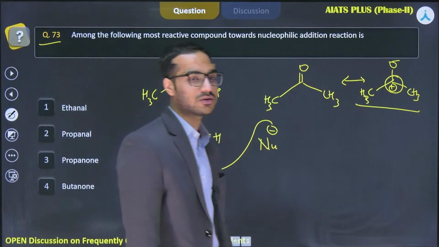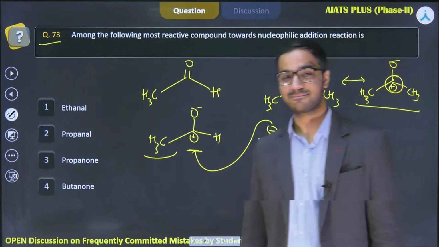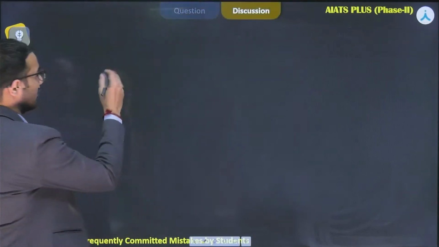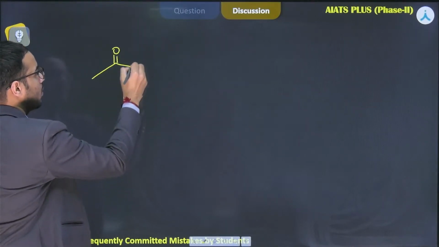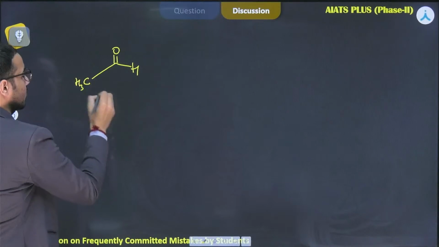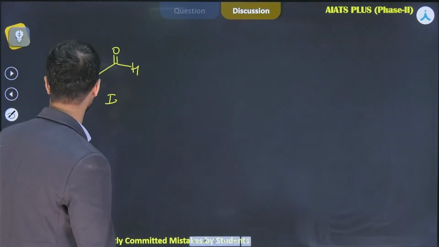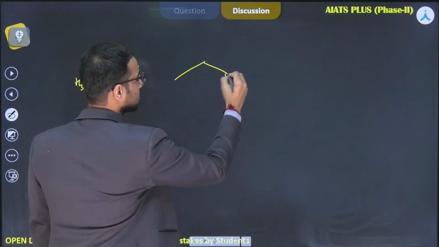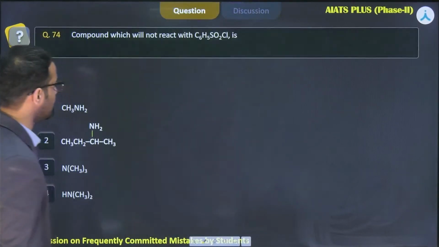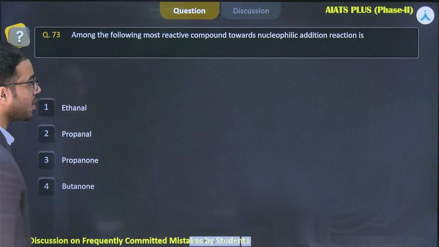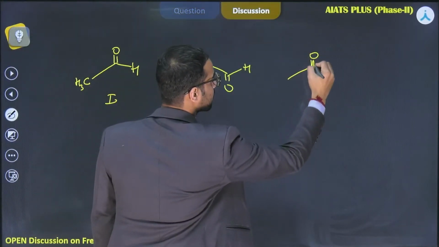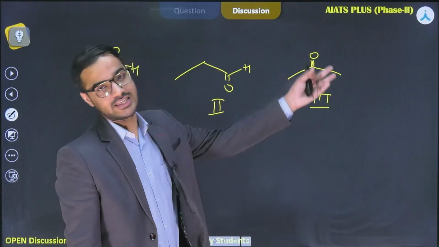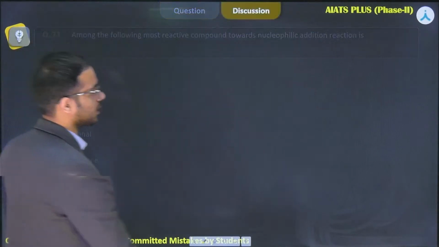So let us check the options. In the first, we have ethanol, with C double bond O and H. This is ethanol, the first one. In the second, you have propanal. In the third position, you have propanone, or we can say acetone. And the fourth one is butanone.